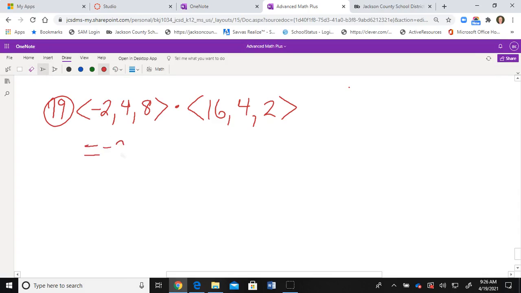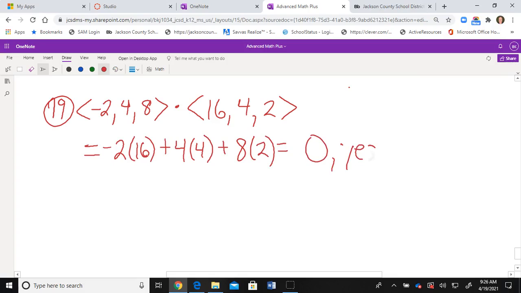So that's going to be -2 times 16 plus 4 times 4 plus 8 times 2. That does give you 0. Yes. So they are perpendicular.